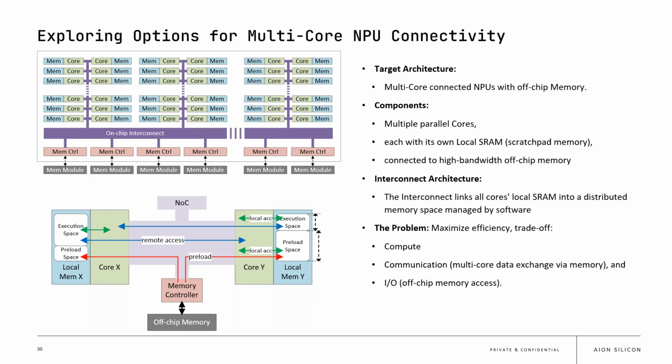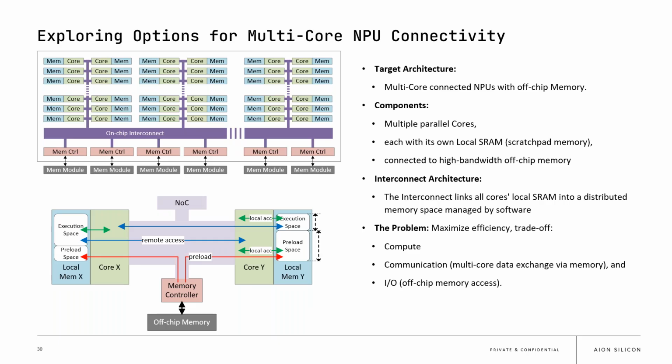The local memories are split into two sections. You've got the preload space and execution space. Both need to be sized accordingly, so they could be equal, or one could be bigger than the other. And the core has access to the preload data as well as execution space data. In addition to these accesses, which are local to a core, you've got inter-core accesses whereby a core can query the execution space of another core, and that becomes a remote access.